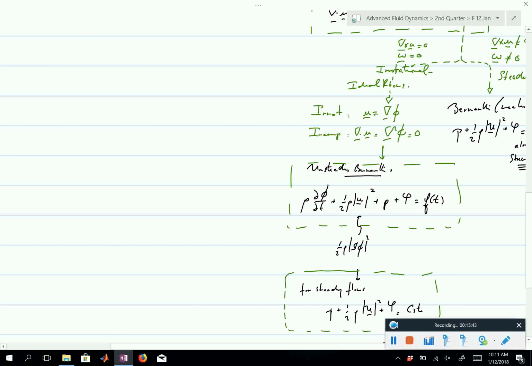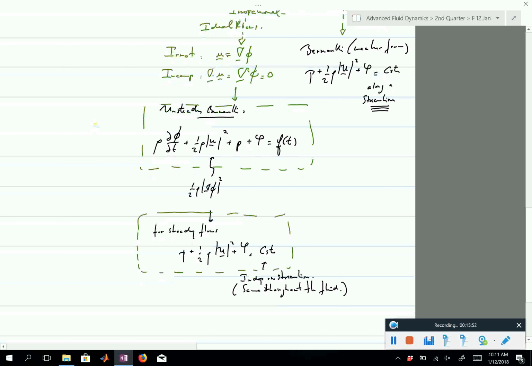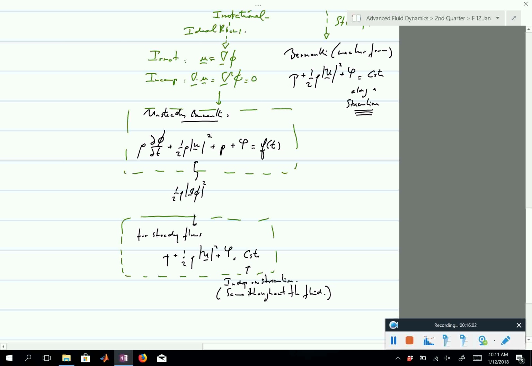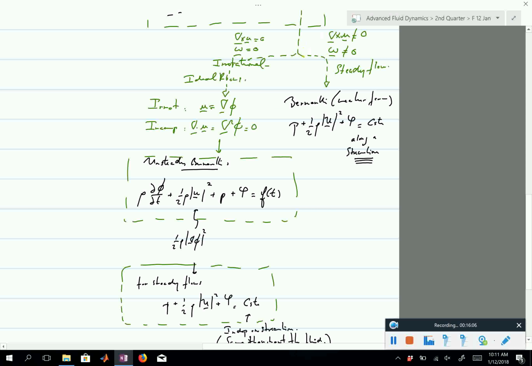Okay, I forgot something, so I have to go back here. Here, this is along a streamline. Right now, in both cases, in this case here, it's unnecessary because the constant is independent of the streamline. So the equation is still valid though. But here, especially when the vorticity is not equal to 0, you don't know if the flow is irrotational.